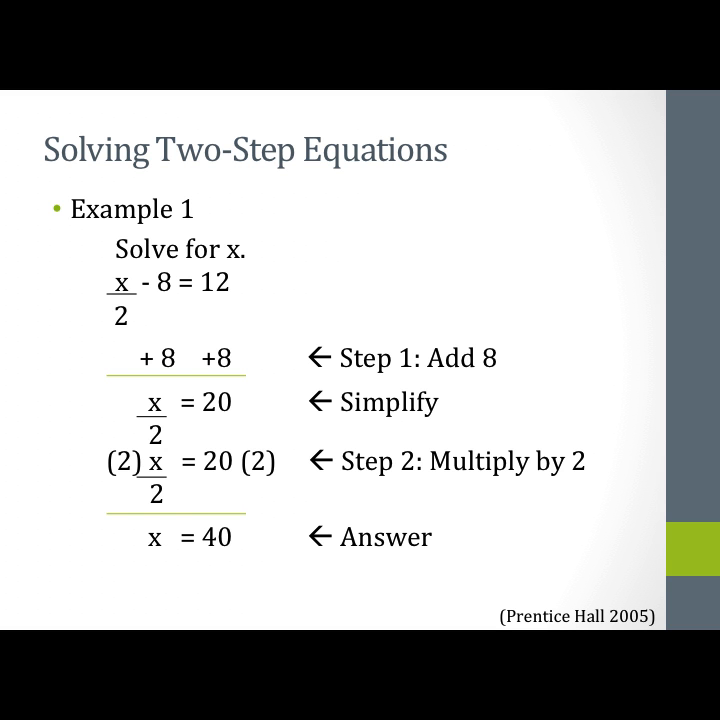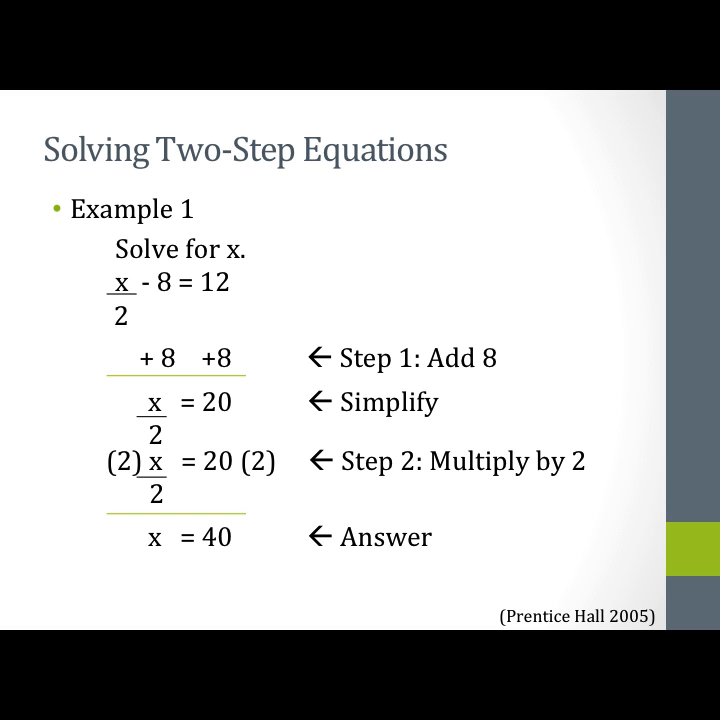Now, this is where step 2 comes in. Since we have x over 2 equals 20, our x term has the operation of division still attached to it, and we need to get x just by itself. And so in order to do that, we need to perform the opposite operation. If we're dividing by 2, the opposite of division is multiplication. And so we're going to multiply both sides of the equal sign by 2.